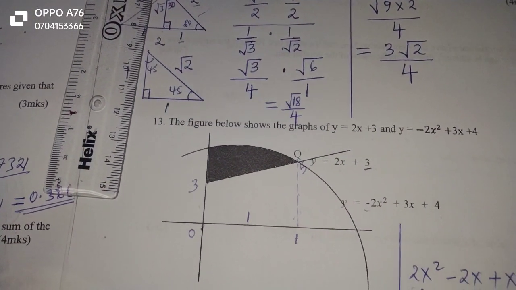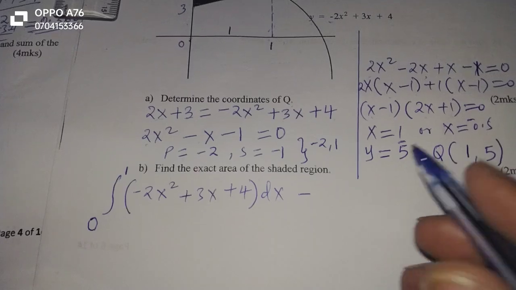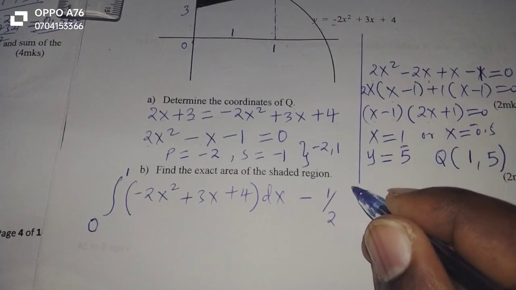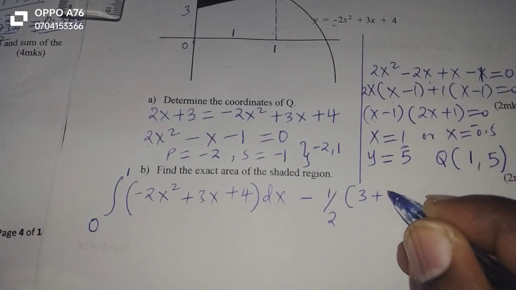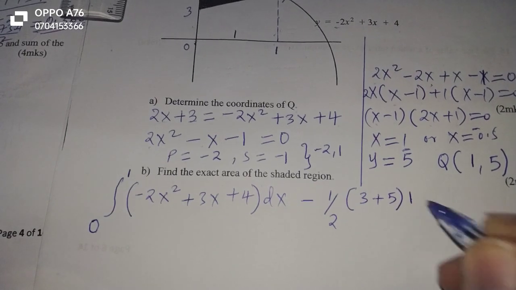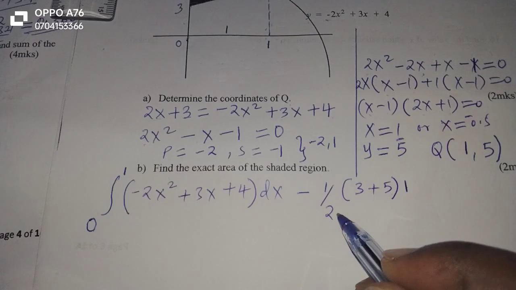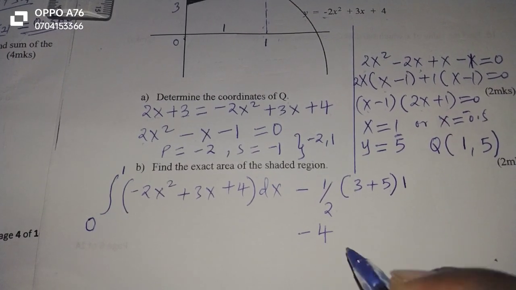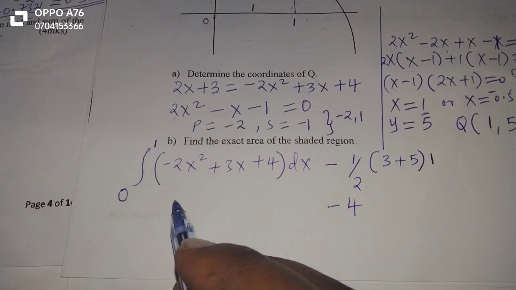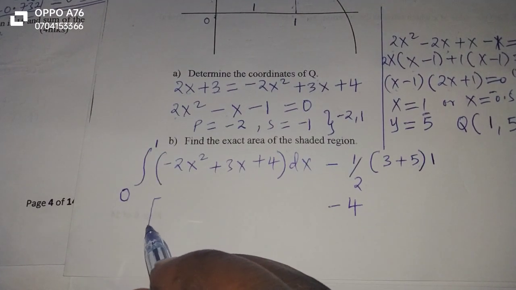The shape is a trapezium, and we shall have minus half into 3 and 5, then multiplied by 1, the length between the two parallel sides. So this is going to be 8 divided by 2, which is 4. So we are subtracting 4. Then now we're going to integrate this.